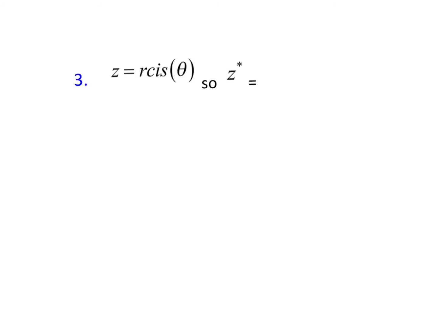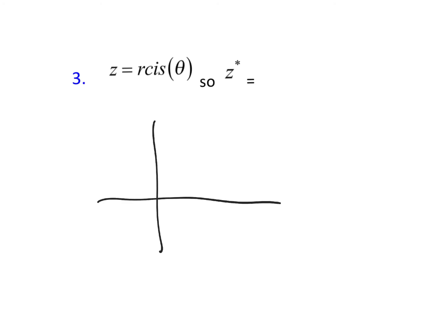Okay, so in this problem here, we have just some generic r cis theta. And so if I draw this out, I know I'm going to have some complex number here, where this is theta, and this is r, and I'll call this z.